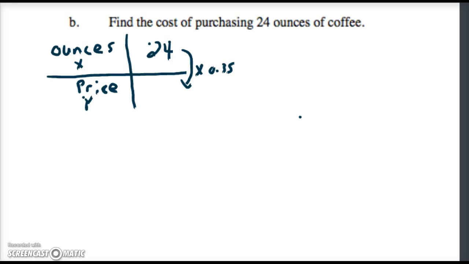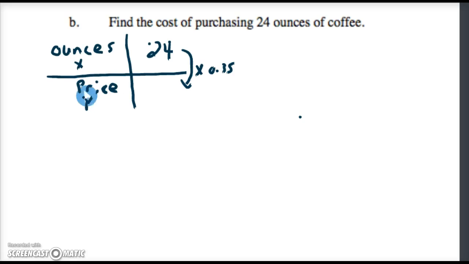Question 2b. Find the cost of purchasing 24 ounces of coffee. So go ahead and think about how you can use the constant that you found in part A to answer this question. Go ahead and try to answer it and compare your answer to the table in part A. See if you think it's a reasonable answer.